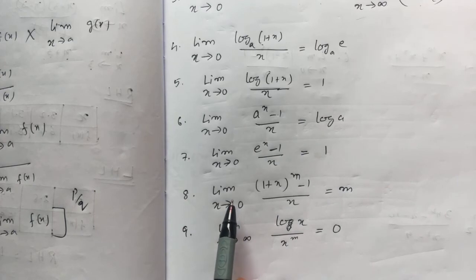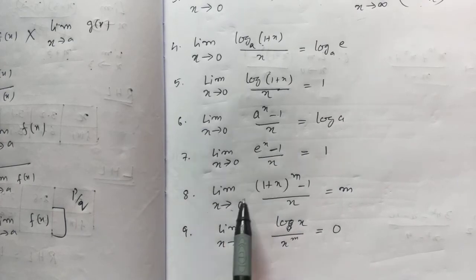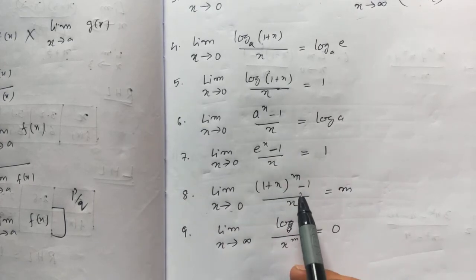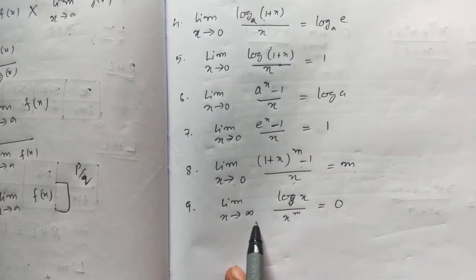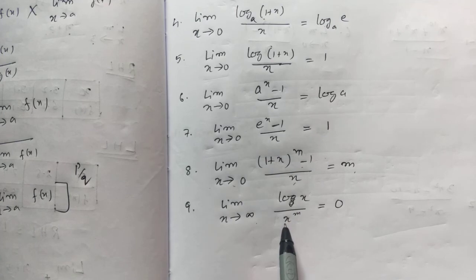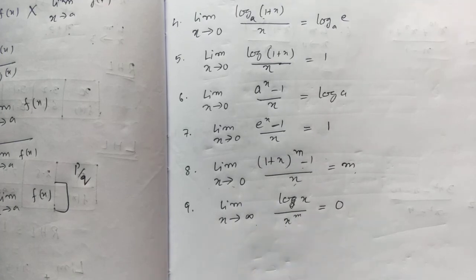This is the formula, okay? Note it down. Limit x tends to 0, (1 plus x) power m minus 1 by x is m. And limit x tends to infinity, log x by x to the power m is 0. Please note down the formulas. We'll do exercise 13.1.